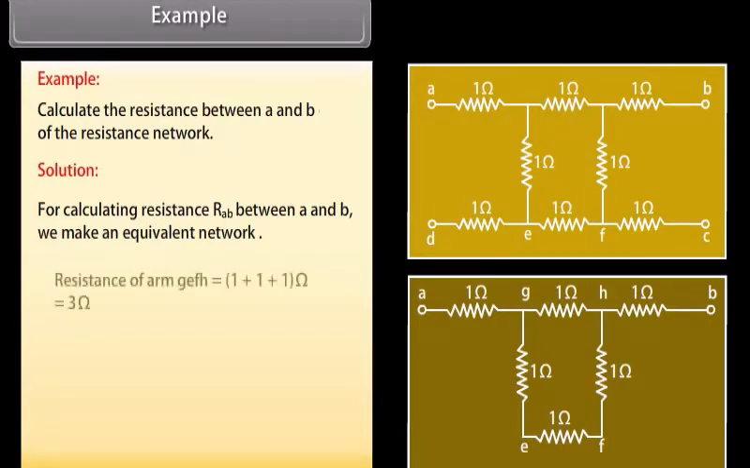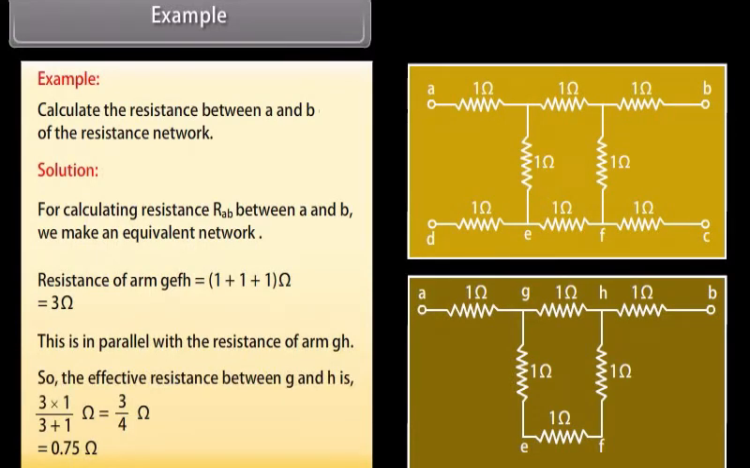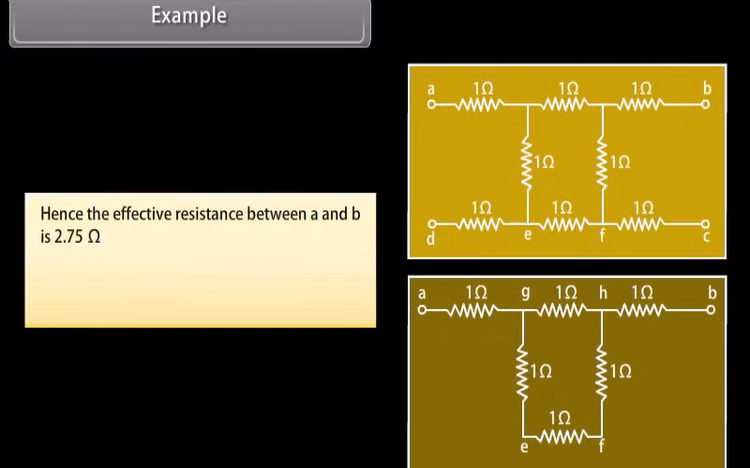Now we calculate resistance of arm GEFH, which is equal to (1 + 1 + 1) = 3 ohm. This is in parallel with the resistance of arm GH. So, the effective resistance between G and H is equal to 0.75 ohm. Hence, the effective resistance between A and B is 2.75 ohm.